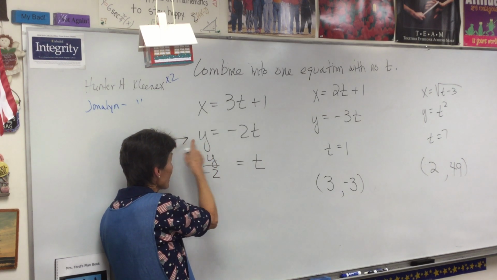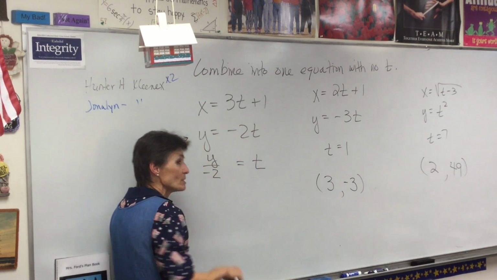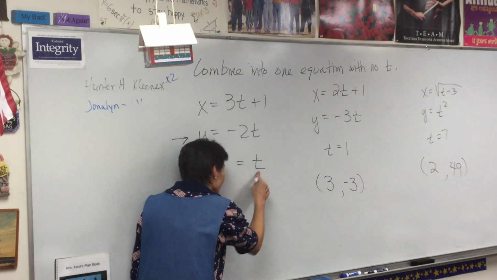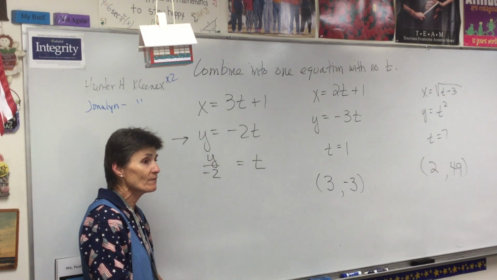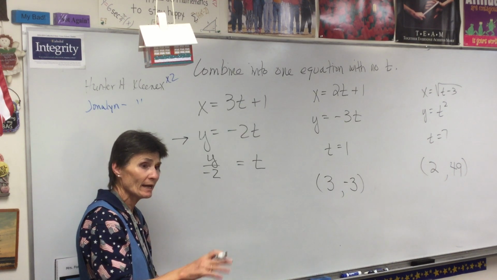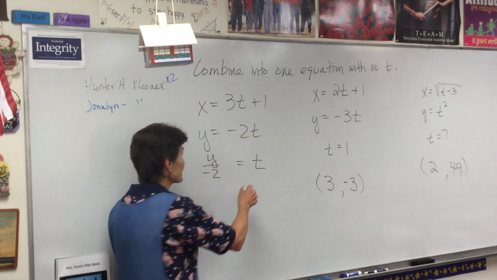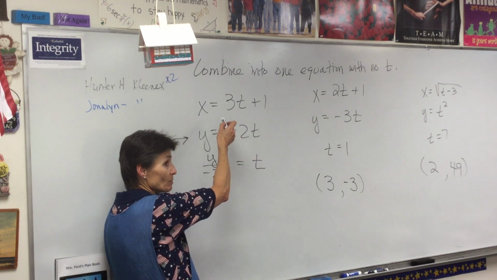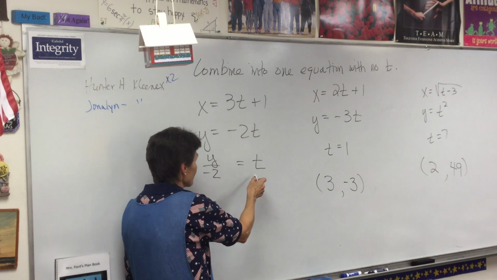I told you I drew an arrow. I said, look at this equation. What happens if I divide both sides by negative 2? I have t equals y over negative 2. It's called solving for a variable, and you can do that. Give yourself some credit. Now, could I do the same thing with the top one? Yeah, wouldn't matter. But I did it with this one.